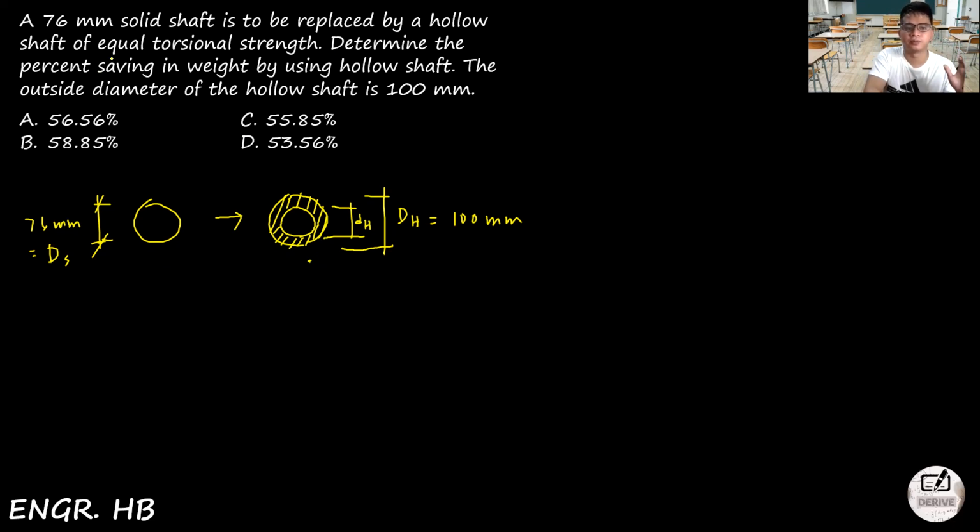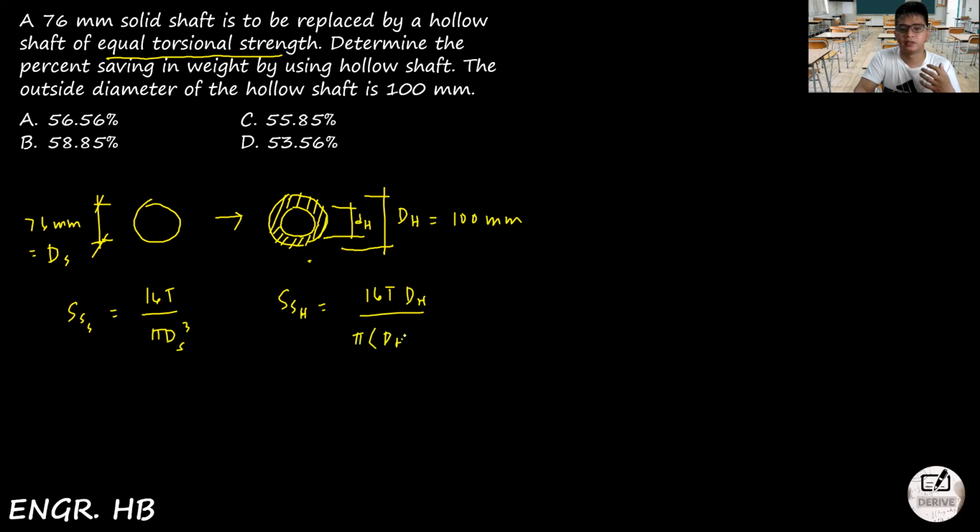So, meron ding given na condition of equal torsional strength. And we all know that torsional strength is also the torsional stress. And we all know also that the torsional stress of the solid shaft is different from the torsional stress of a hollow shaft. We all know, no, na kapag sa solid, gamitin lang natin S. Sabihin natin SS ng solid is equal to 16T over pi d cube, ds. And sa hollow naman, alam natin na it is 16T dh over pi times dh raised to 4 minus di raised to 4. And if this is to be equal, kailangan natin siyang i-equate.